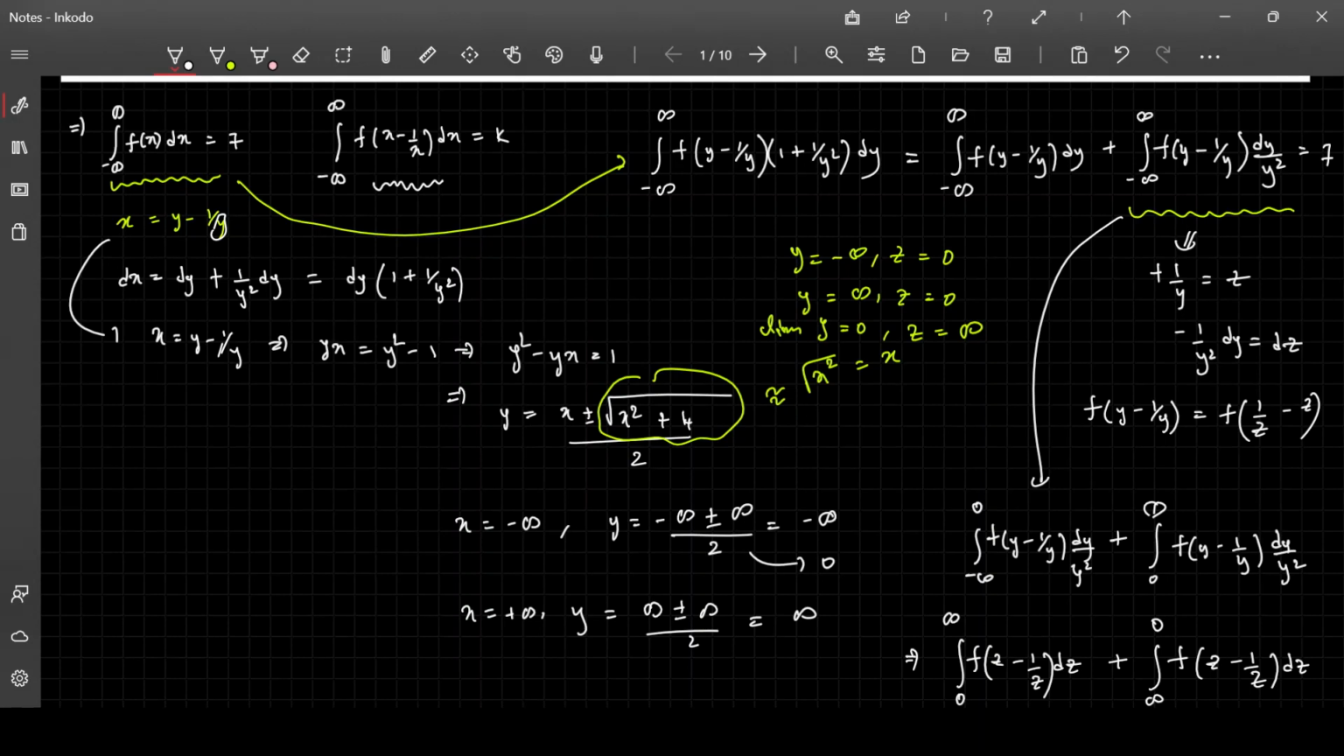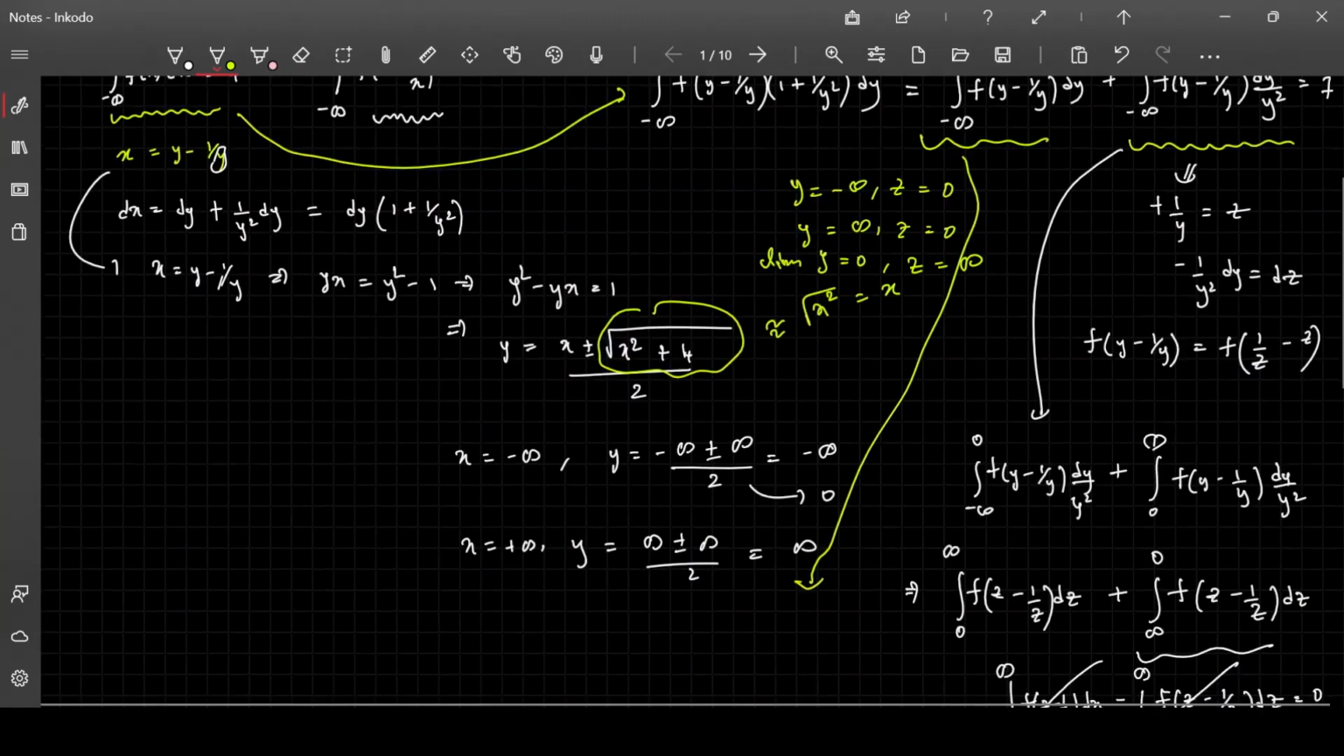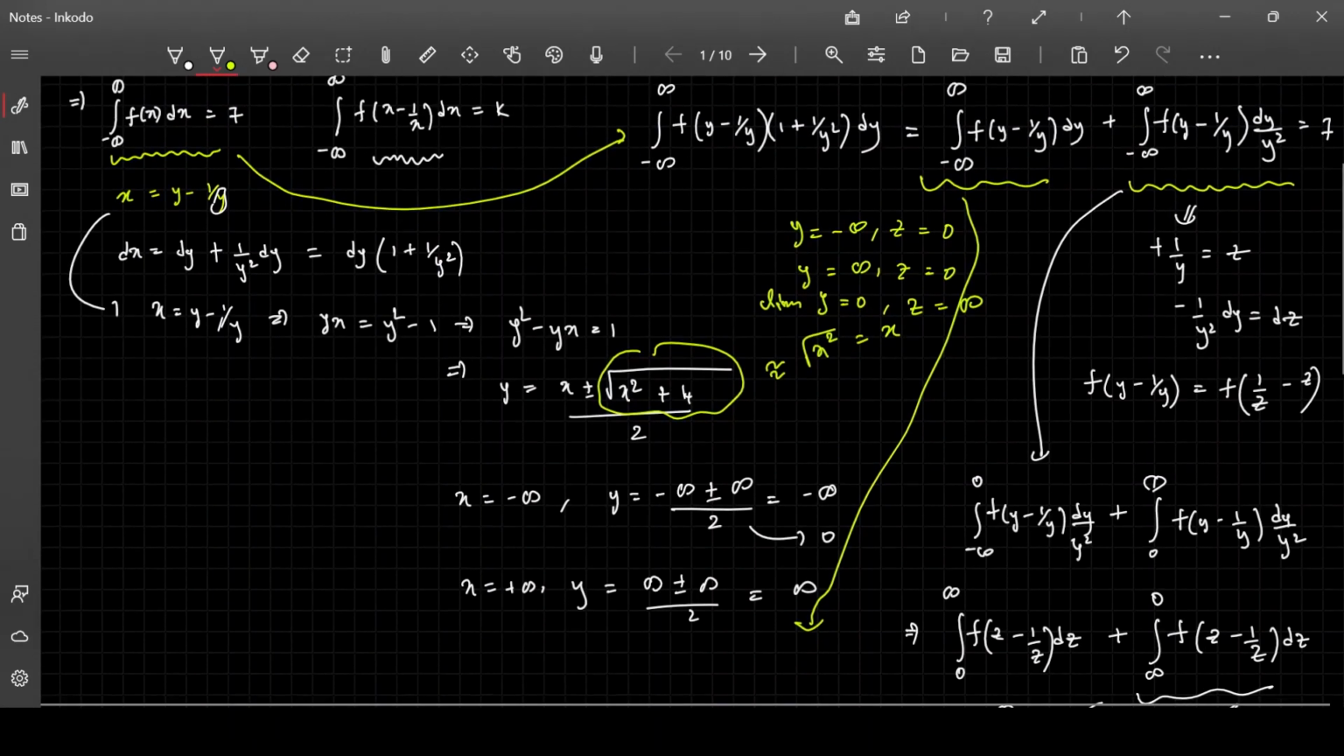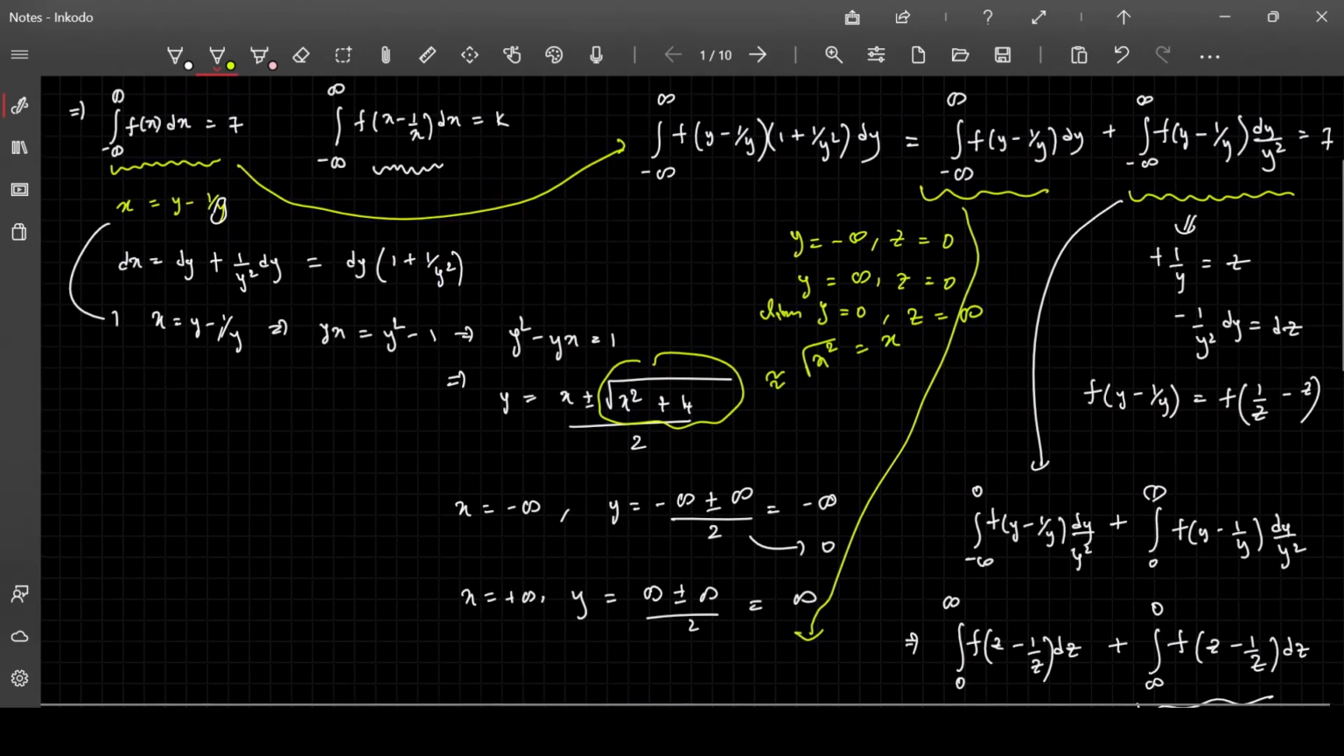We have everything suited well, packed well. So what's wrong in this? And the next part is this one. Fine, this one. So how do we proceed with this? For this, it is the integral from minus infinity to infinity of f of (y minus 1 by y) dy.